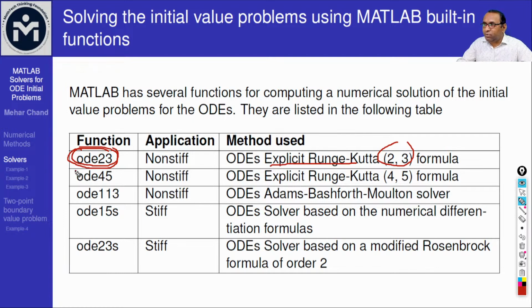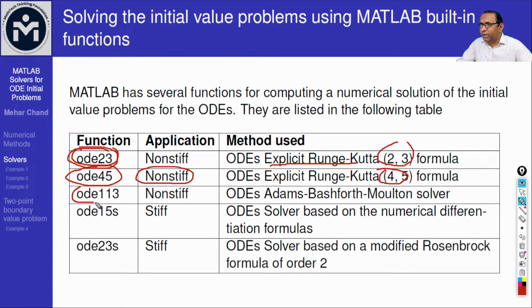Similarly, we have ODE45. This also is used for non-stiff type of problems, and the method is based on Runge-Kutta 4-5 order. So an explicit Runge-Kutta 4-5 formula is used to establish this solver. All these solvers are based on some numerical methods which we have studied in numerical methods.